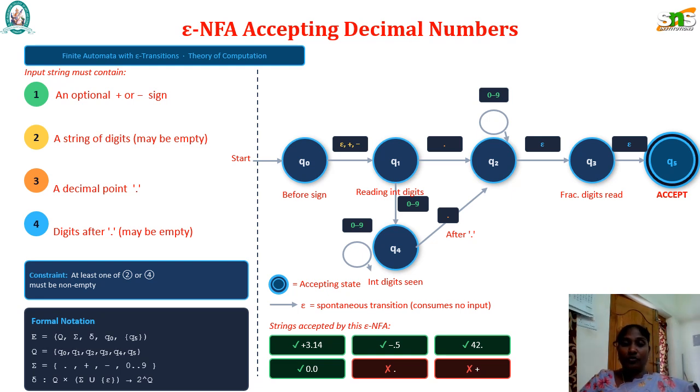From Q1 and Q4, if it reads a decimal point, it goes to Q2. In Q2, if it reads digits, a self-loop is applied, and Q2 remains in the same state. From Q2, over an empty string, it moves to Q3. From Q3, over an empty string, it moves to Q5. So Q5, Q3 and Q2 are the accepting states. Generally, from Q2, there is no input symbol needed to move to Q3 and Q5. So this is an epsilon transition example for accepting decimal numbers. Thank you.